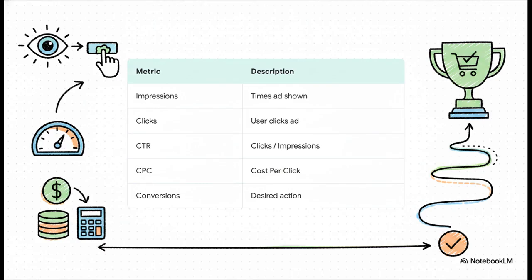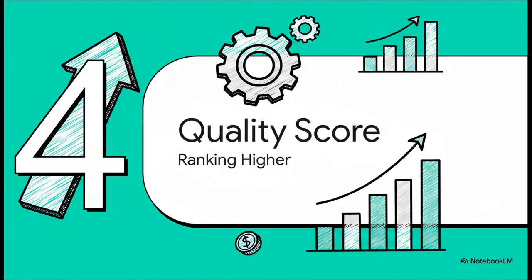Then there's CPC, which dictates your budget burn rate. But the ultimate destination, that is always conversions. Look, if your CPC is low, but your conversions are sitting at 0, you're not getting a bargain. You're just buying cheap, completely useless traffic. And nobody wants that. Which brings us to number 4, winning the quality score.